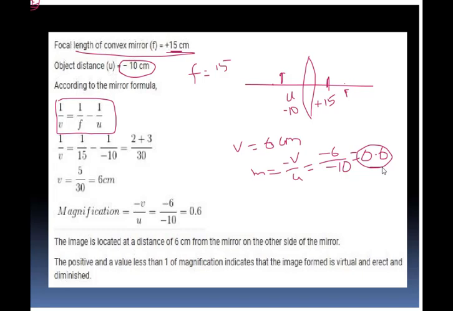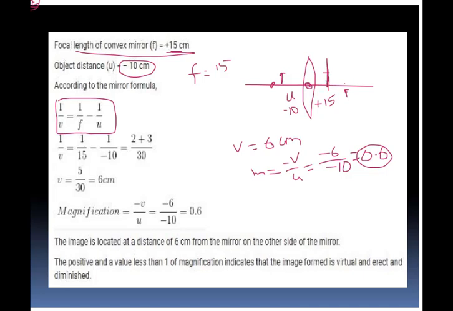So the image is virtual. Okay, why is the image virtual? Because you know that in case of a convex lens, if the object is kept in between pole and focus, we'll get a virtual image. Okay, erect and diminished. This image is virtual, erect and diminished. So this is all about the answer of question number 12.